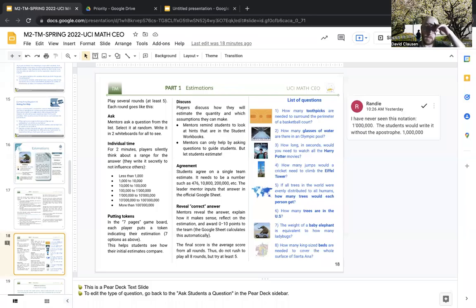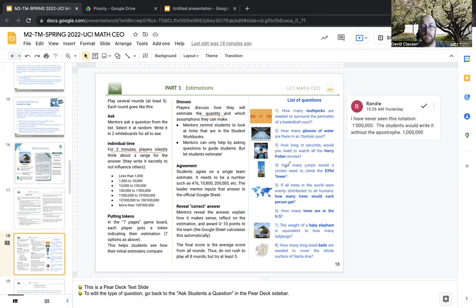So hi everyone, this is David, and I'm going to do the second explanation for the estimation. So again, you want them to do the two minutes. They will try and think what range it should be, and then you want them to discuss how they would estimate the quantity, and then what seems reasonable.